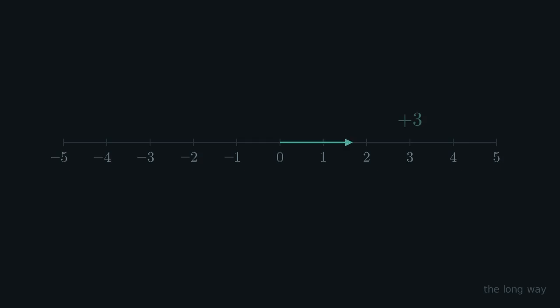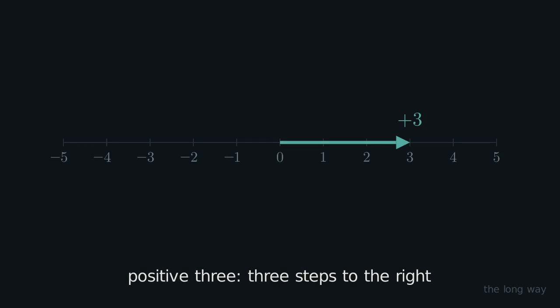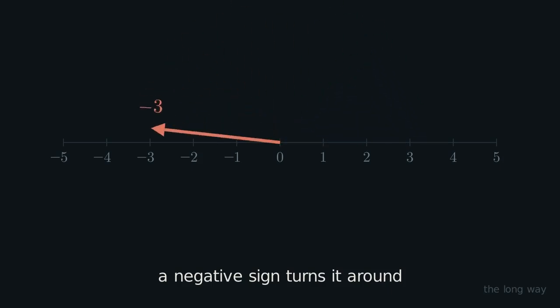Picture the number line with 0 in the middle. Positive 3 sits 3 steps to the right of 0. Now put a negative sign in front of it. That sign doesn't make the number smaller, and it doesn't make it disappear. It turns it around. Negative 3 is the same 3 steps, the same distance from 0, just pointing the other way, to the left.